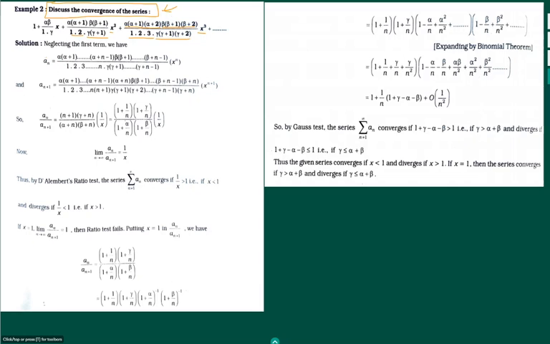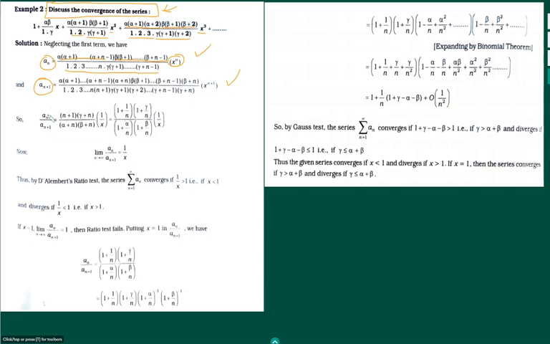So you find the nth term would be alpha, alpha plus 1, up to alpha plus n minus 1, beta, beta plus 1, up to beta plus n minus 1, over 1, 2, 3, up to n, and gamma, gamma plus 1, up to gamma plus n minus 1, into x raised to power n. This would be the nth term. Then you also find the n plus 1th term, replacing n by n plus 1.